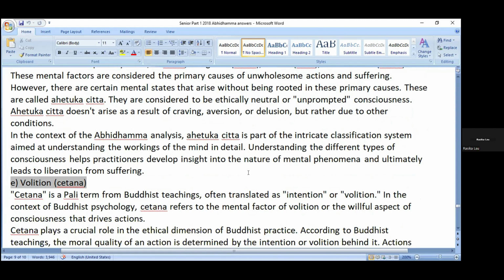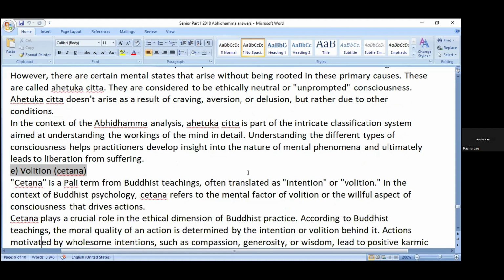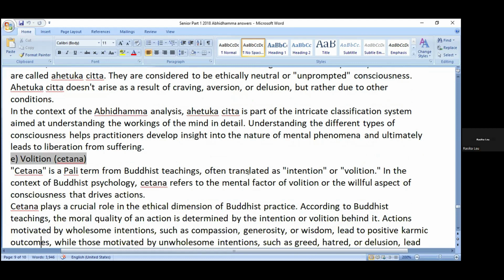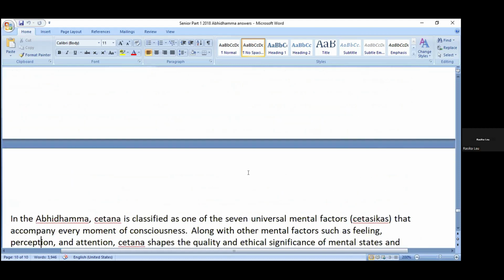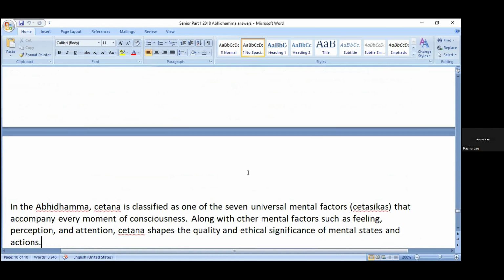Okay, Cetana plays a crucial role in the ethical dimension of Buddhist practice. According to Buddhist teaching, the moral quality of action is determined by the intention or volition behind it. So it's a cause of karma. Actions motivated by wholesome intention, such as compassion, lead to positive karma, while those motivated by unwholesome intentions, such as greed and hatred, will lead you to negative karma. So as you know, Cetana is one of the 7 universal mental factors. So you can write all these. Along with other mental factors such as perception and attention, Cetana shapes the quality and ethical significance of mental states and actions.